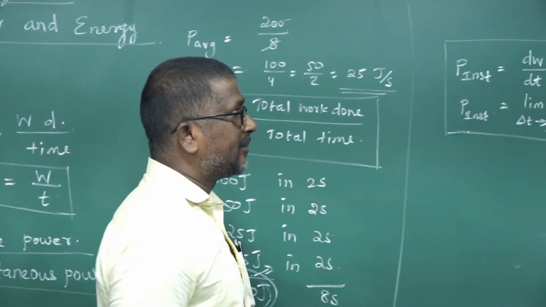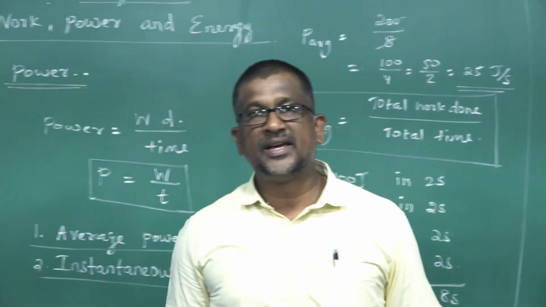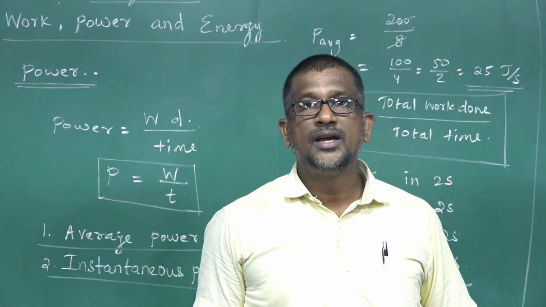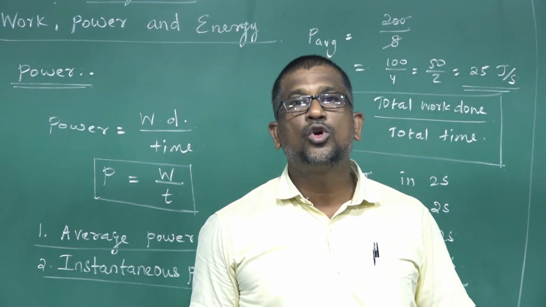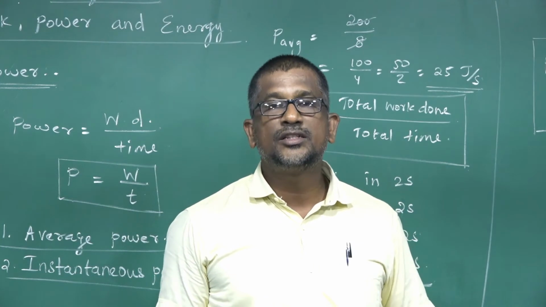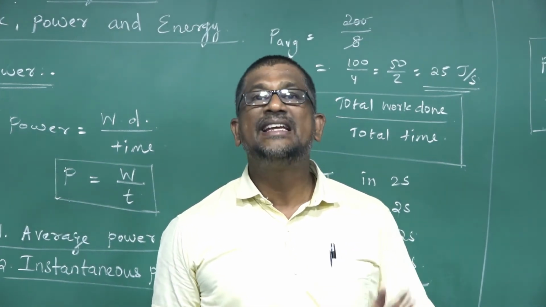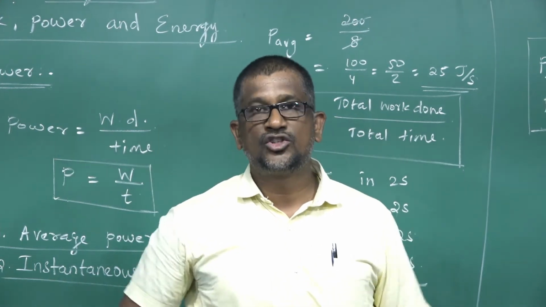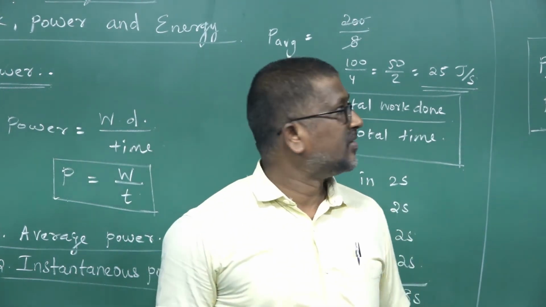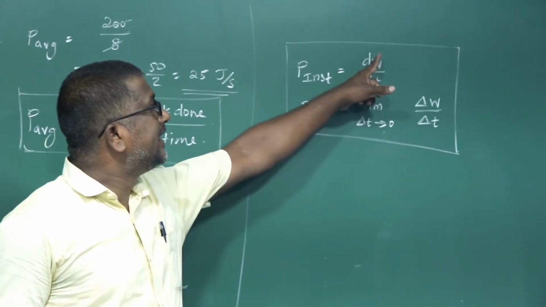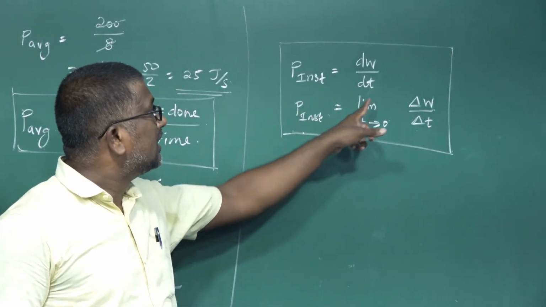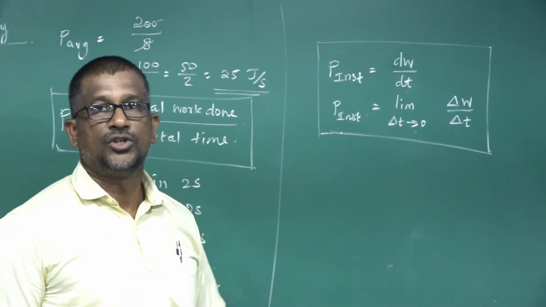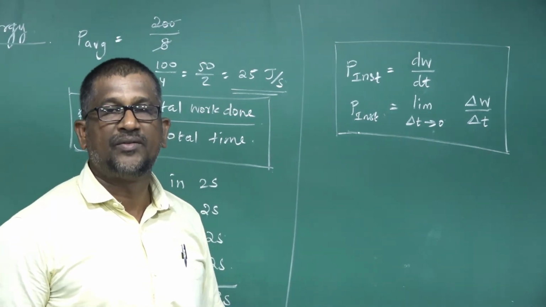by total time. Once again, I repeat what is meant by average power and instantaneous power. Average power is defined as the ratio of total work done to the total time taken, whereas instantaneous power is the power at any instant, or power delivered at a given instant of time. Instantaneous power is given by dw divided by dt, or limit del w divided by del t as del t tends to 0. So these are the two types of power.